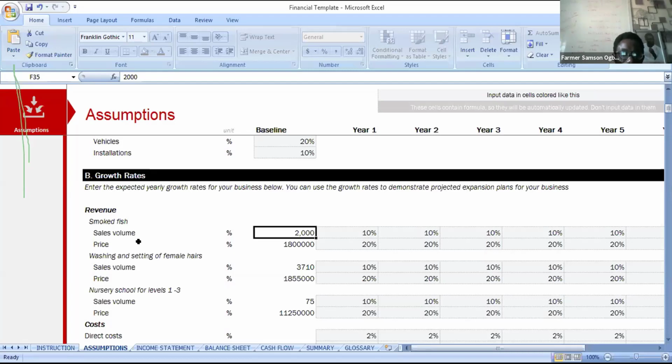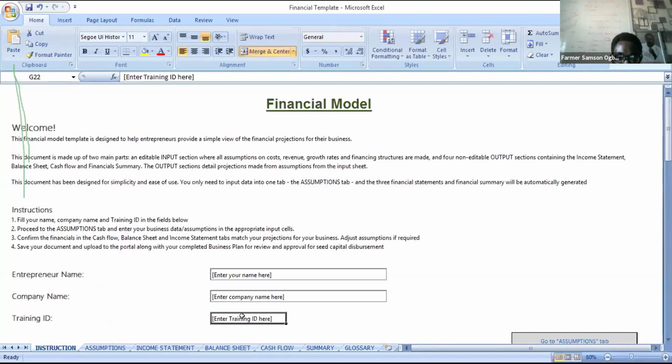Then for training ID, when you did your registration, if you go to instruction here, there is a place to put in your training ID. During your registration, you would have been sent a specific unique ID that is your own. That is what you put here, and that answers the question. That's what I said about that.